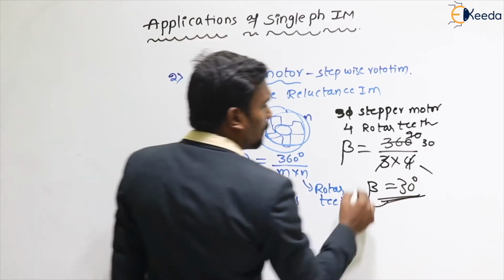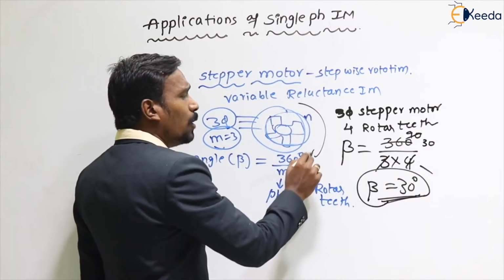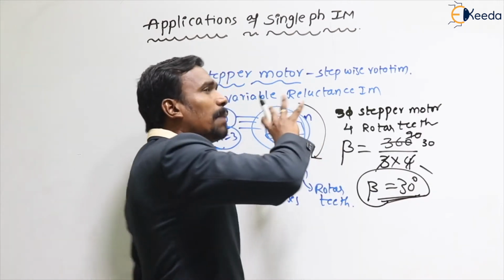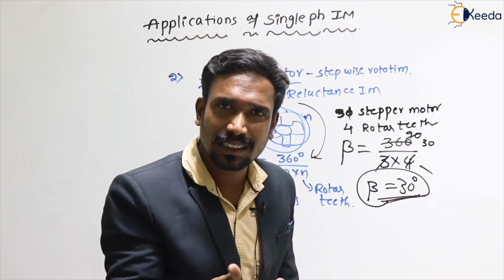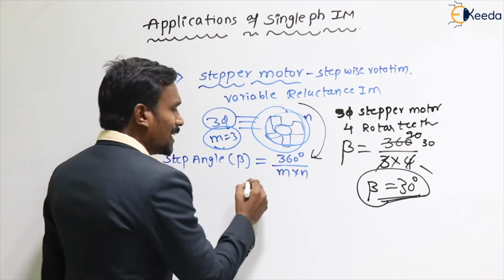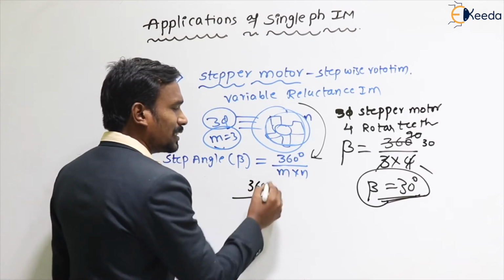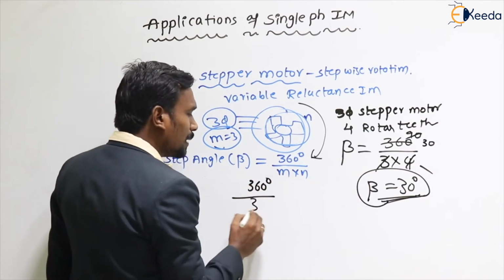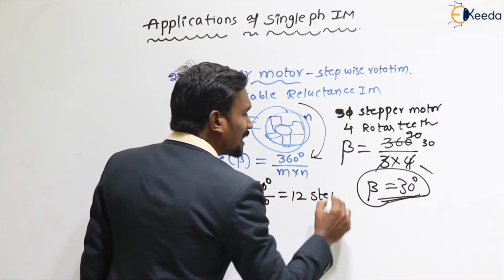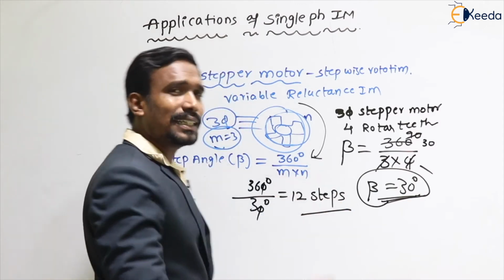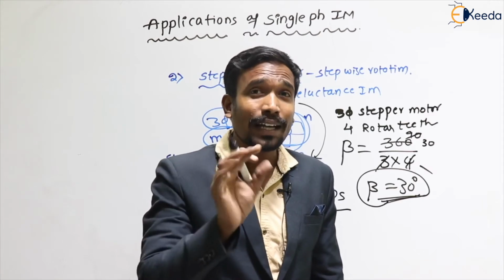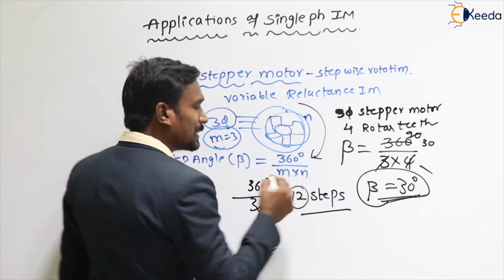So if one step is 30 degrees, how many steps will it take to complete one revolution? Generally, we have 360 degrees. For one step, 30 degrees. That's why it will take 12 steps to complete one revolution.